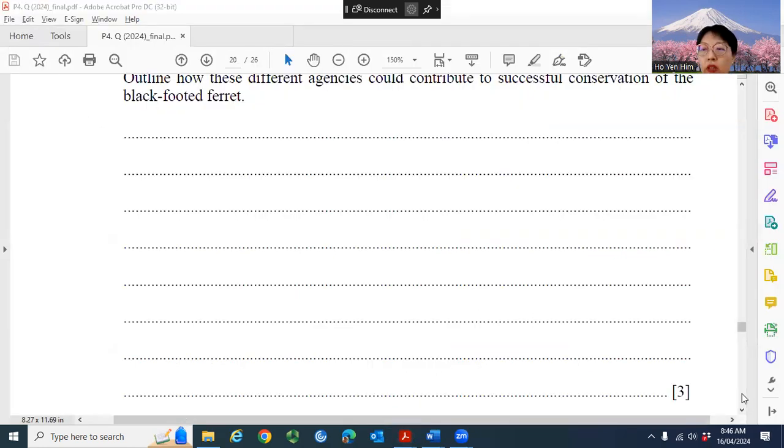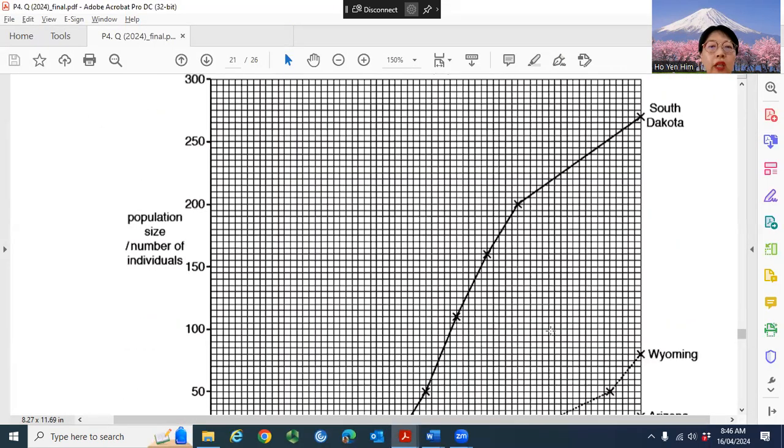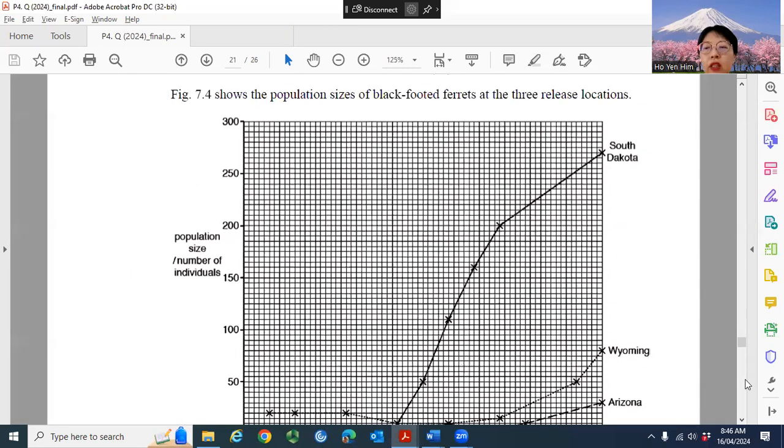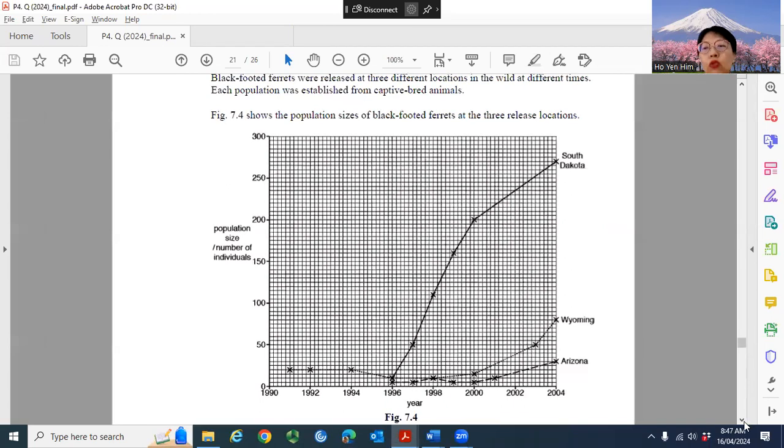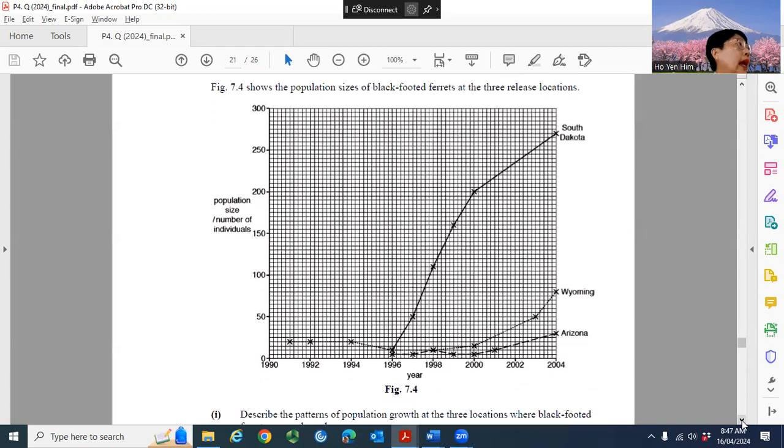Okay, so next question. So they give you a graph. Now this graph, I already sent telegram to you, right? A lot of students read the graph wrongly, yeah? Correct or not? You look at these 3 lines. These 3 lines are different, they are 3 different. The first line, South Dakota, is a solid line, right? Warming is a dotted line. So the dotted line starts from here. Only warming starts from here, right?